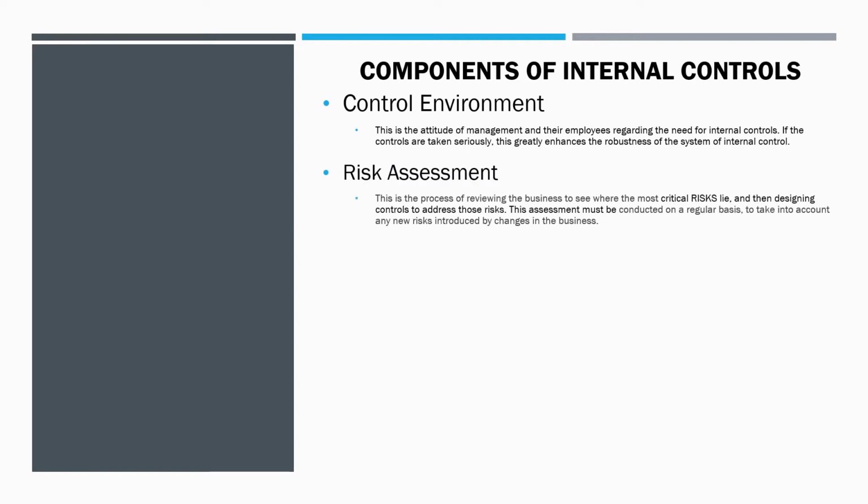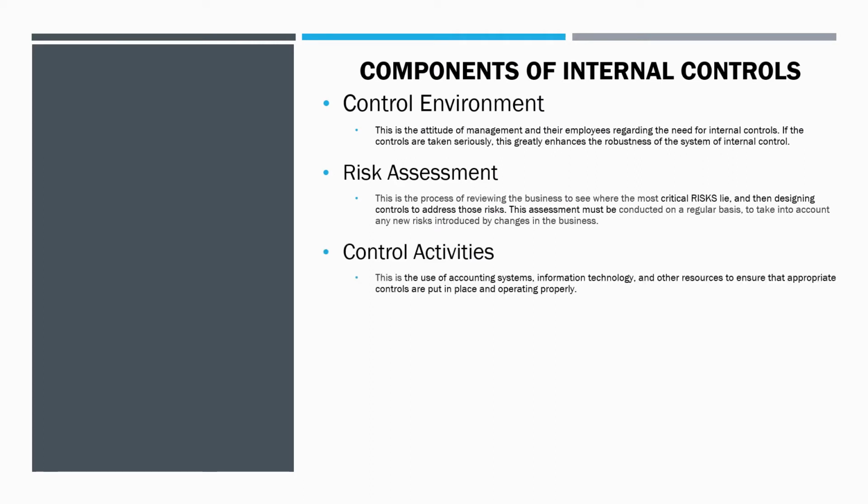Risk assessment. This is the process of reviewing the business to see where the most critical risks lie, and then designing controls to address those risks. This assessment must be conducted on a regular basis to take into account any new risks introduced by changes in the business. Control activities. This is the use of accounting systems, information technology, and other resources to ensure that appropriate controls are put in place and operating properly.